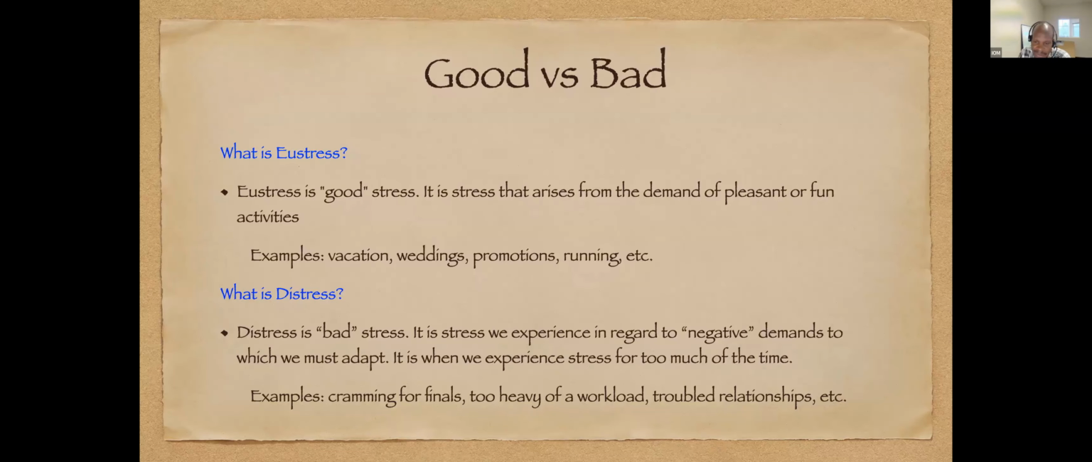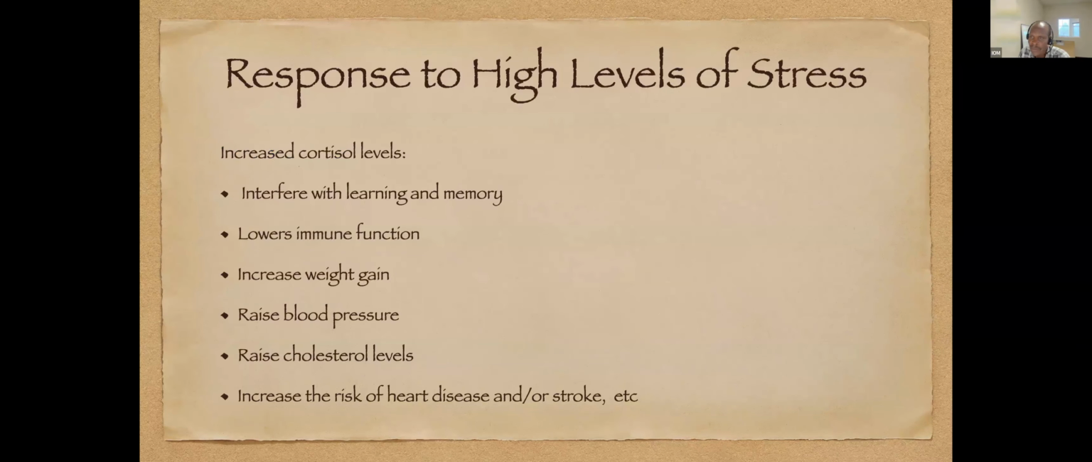Distress is the bad stress. It is stress we experience in regard to negative demands, to which we must adapt. It's when we experience stress for too much of the time. For instance, you can be cramming for final exams, you have a very heavy workload that you have to continue holding, or you have a troubled relationship, or other things like that. So the body's response to high levels of stress, almost without exception, is that the amount of cortisol in our blood system is raised every time we are under stress.